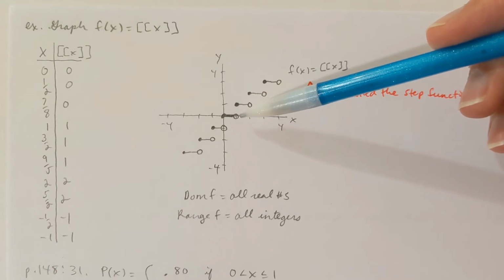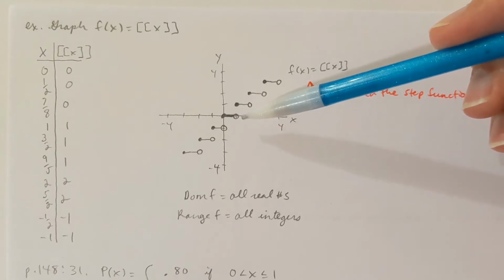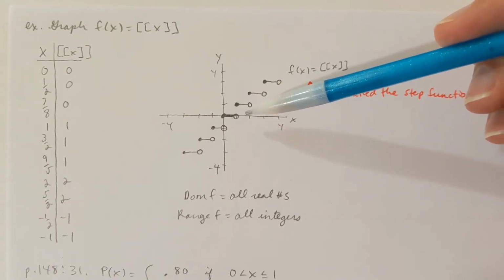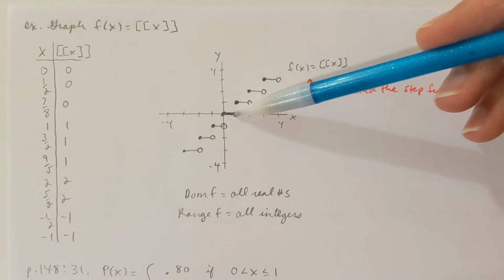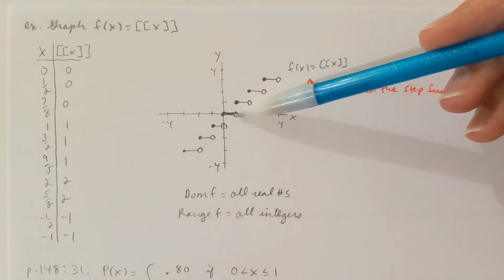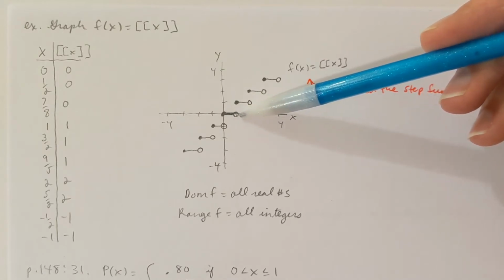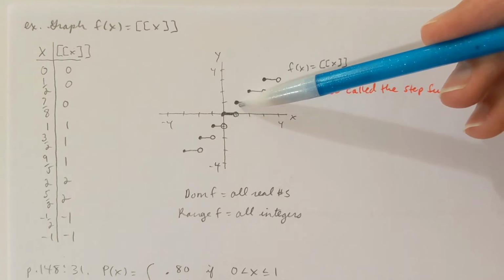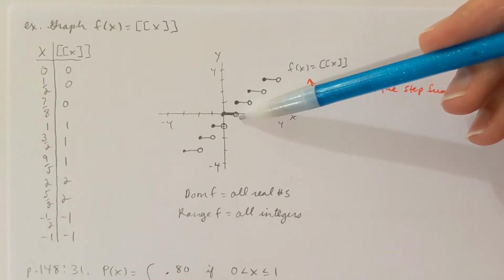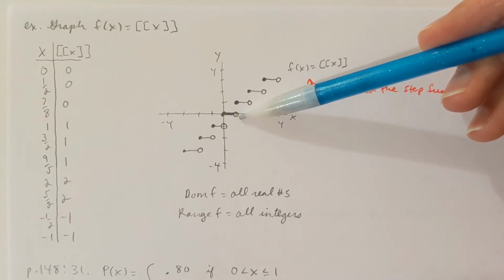In order to make this a function, I need something that's going to pass the vertical line test. Because (1, 1) is on the graph, directly below that (1, 0) cannot be on the graph. So I've got all these points from 0 to 1, not including 1, because (1, 1) is on the graph, and so (1, 0) is not on the graph.